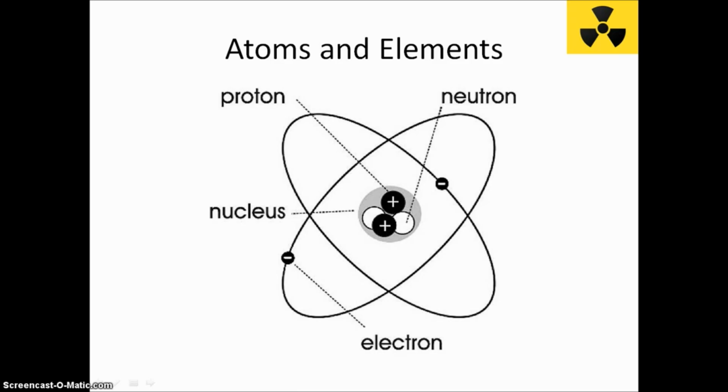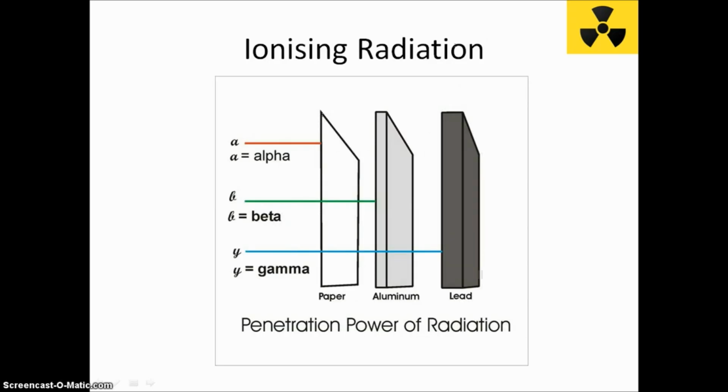But some atoms of the same element can have different numbers of neutrons. These are called isotopes. For example, there are 3 isotopes of oxygen. Oxygen 16 has 8 neutrons, oxygen 17 has 9 neutrons, and oxygen 18 has 10 neutrons.